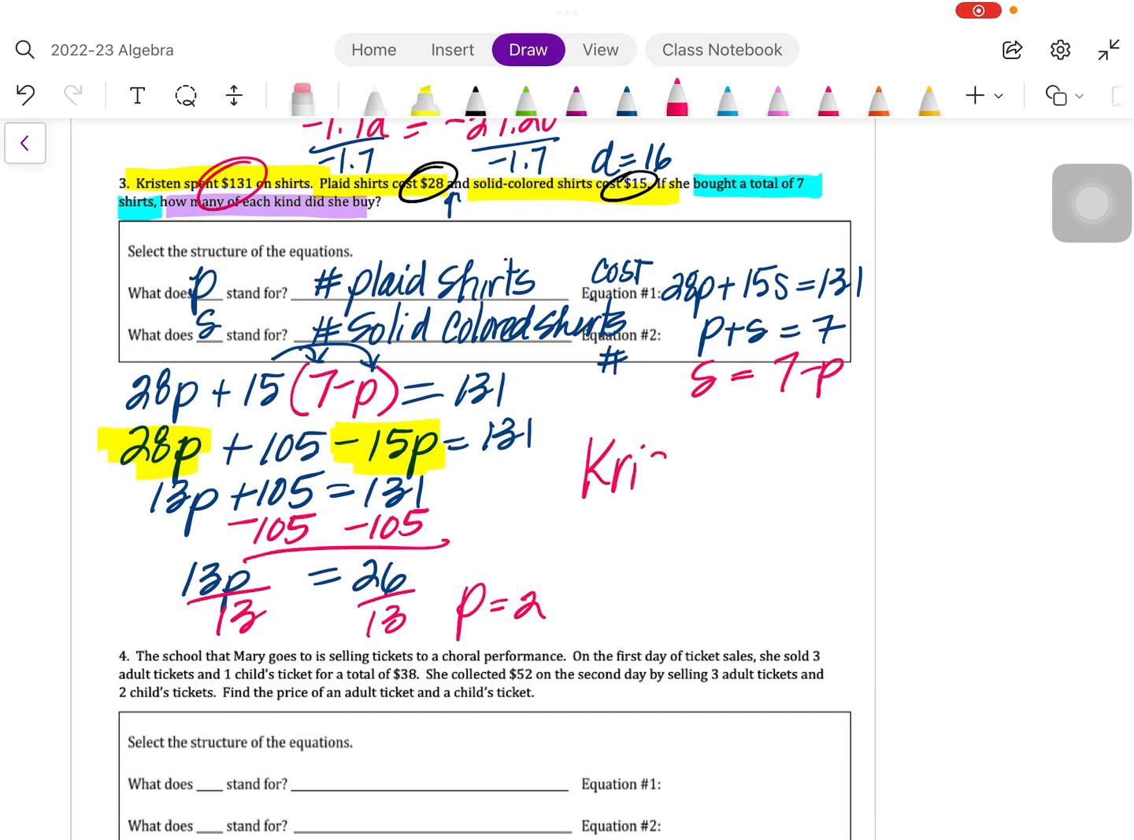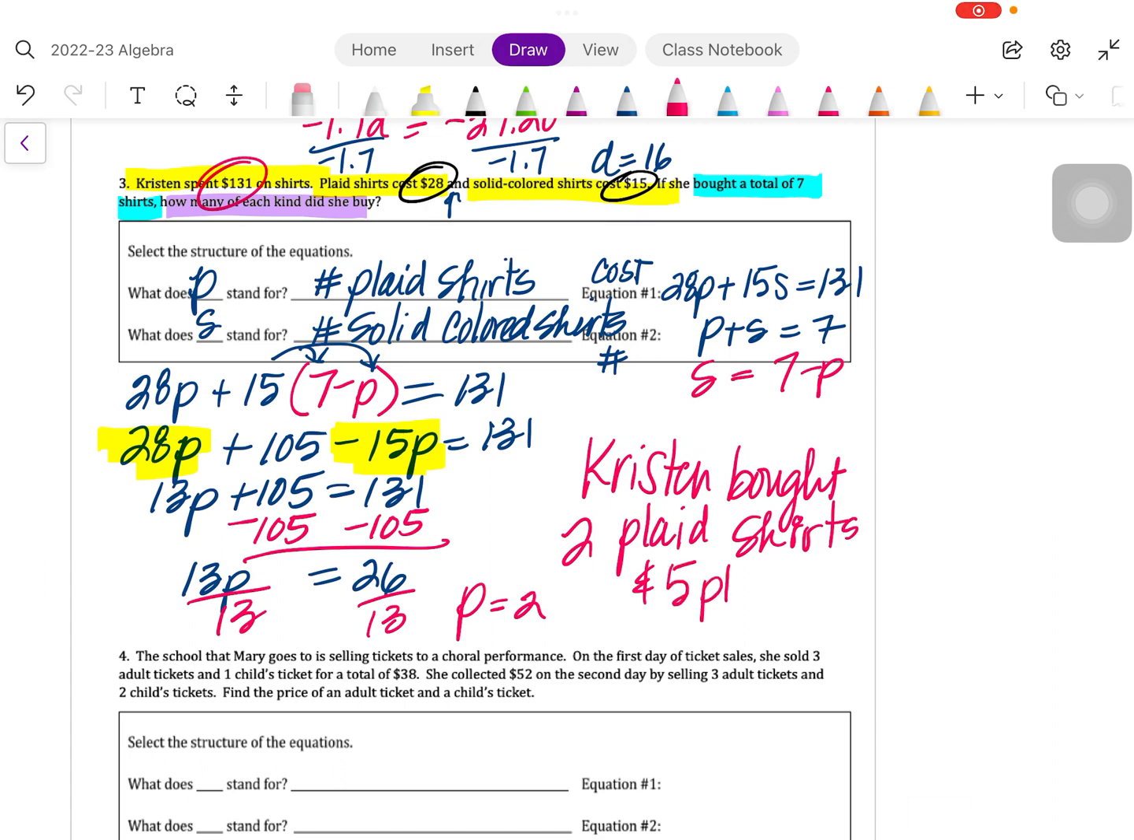Kristen. Kristen bought 2 plaid shirts and let's see, she bought a total of 7, so that would mean 5 solid. I could have said plain, but I'm going to say solid. 5 solid.